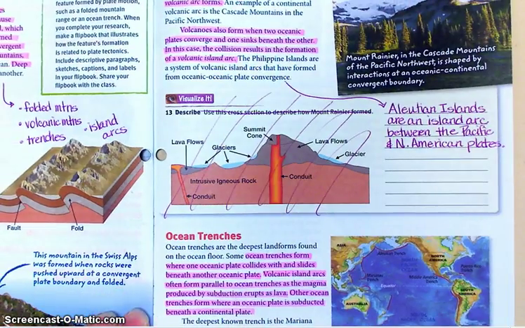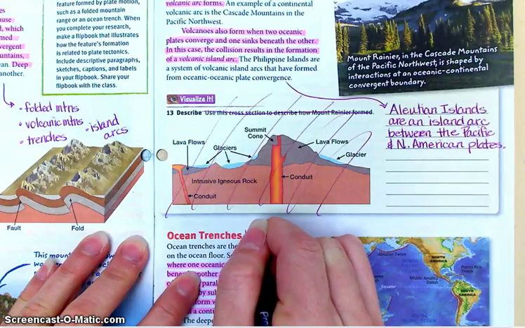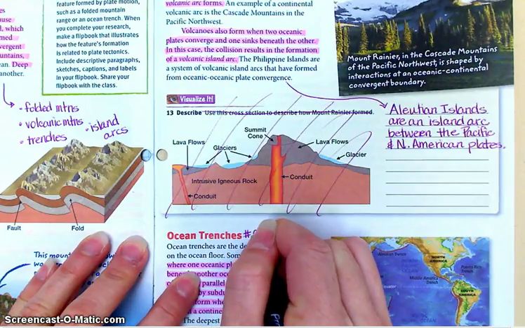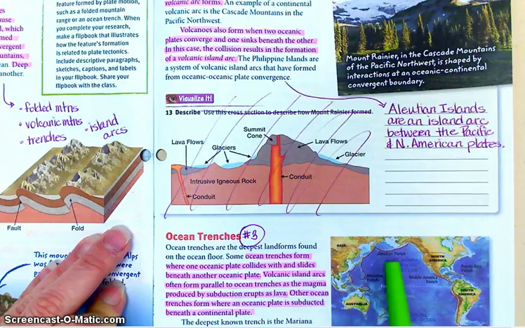Okay, and then feature number 3 that's associated with convergent boundaries are deep ocean trenches. Ocean trenches are the deepest landforms found on the ocean floor. Some ocean trenches form where one oceanic plate collides with and slides beneath another oceanic plate. A lot of times you have volcanic island arcs forming parallel to that ocean trench. The Aleutian Islands, which they point out right here, would be an example of that.